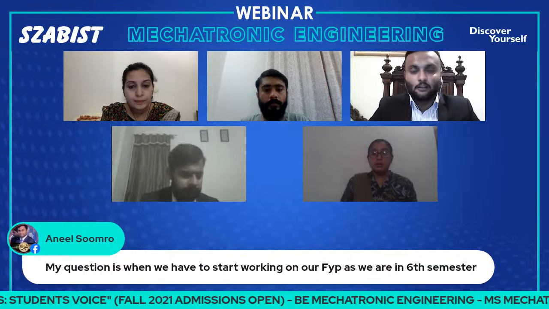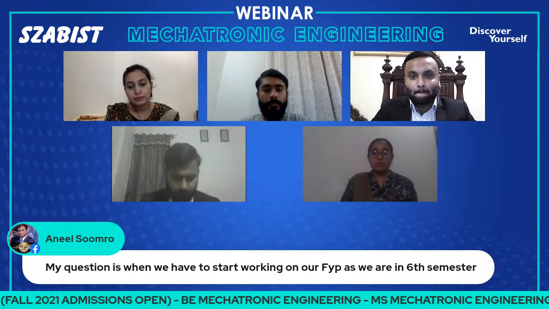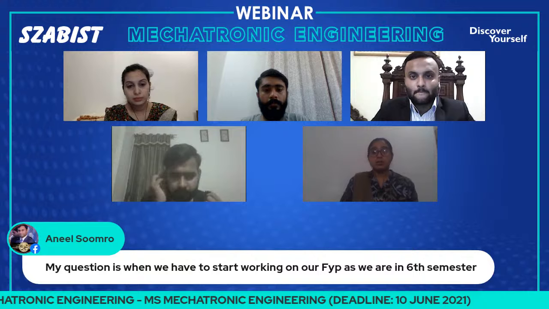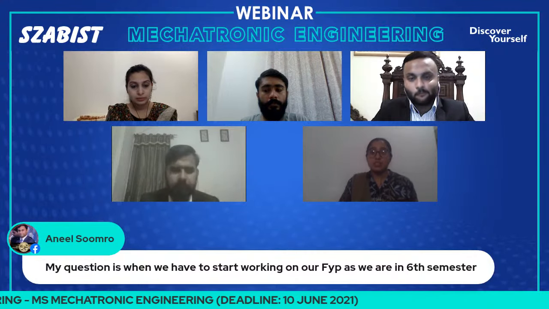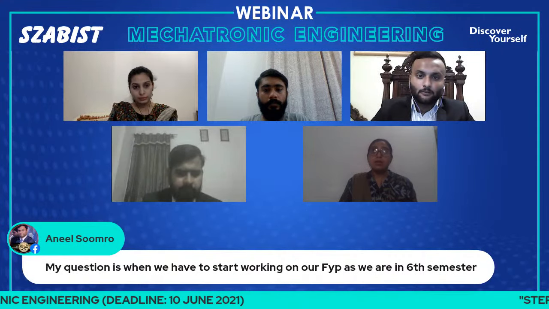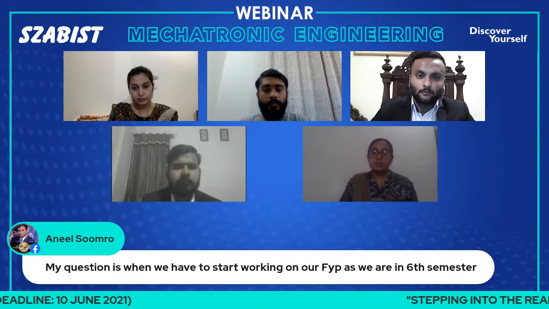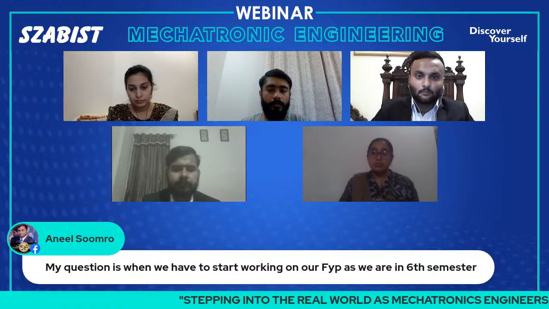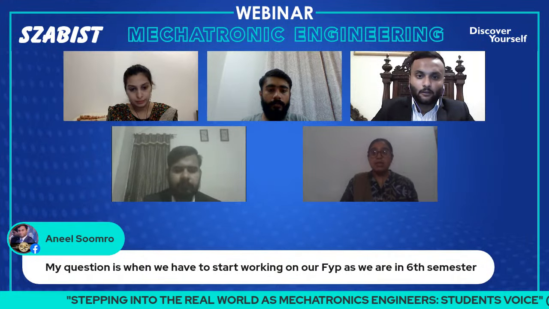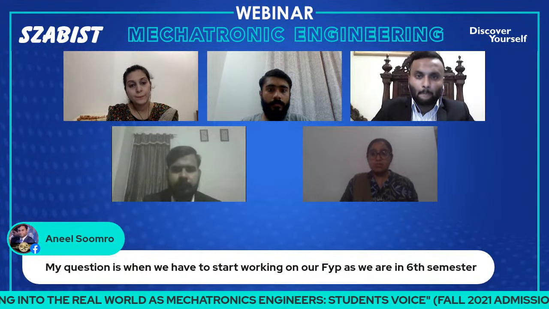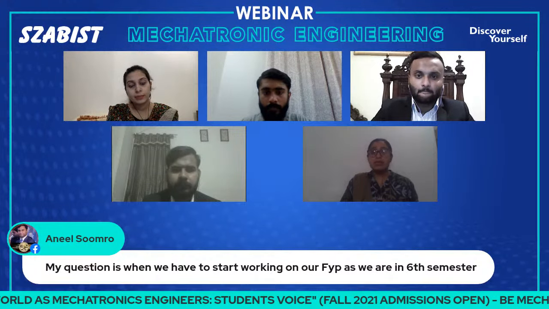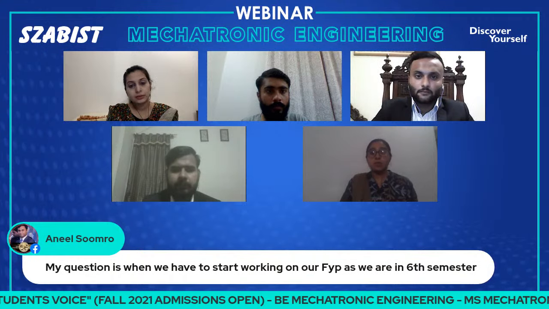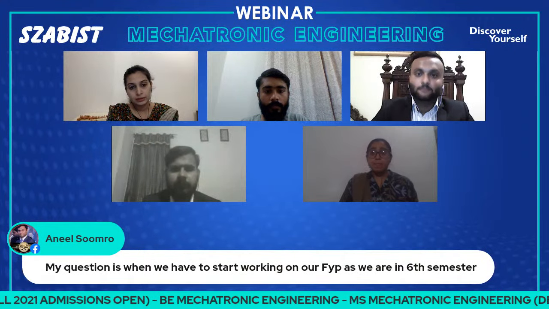Sure, ma'am. Starting from 6th semester, we should start analyzing which department you have to make your FYP in. You have to start researching from 6th semester, because in sixth semester we have studied the major subjects like MMP and mechatronic system designing and control systems. So we have an idea of something, and we have written so many research papers. So we should have an idea of which industry we are going to target or what topic we are going to target.